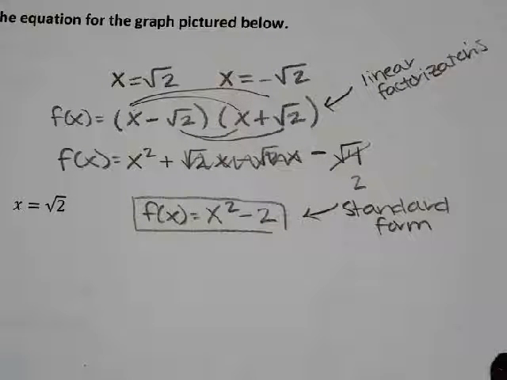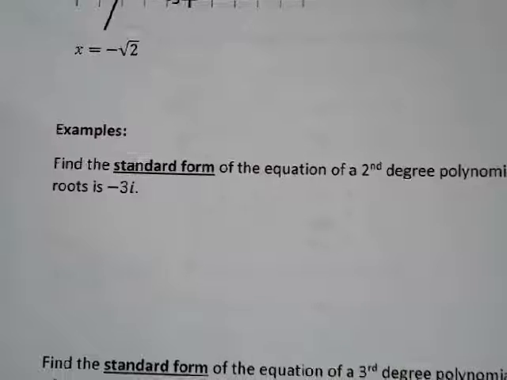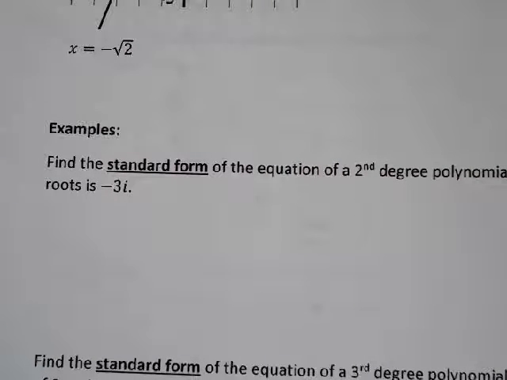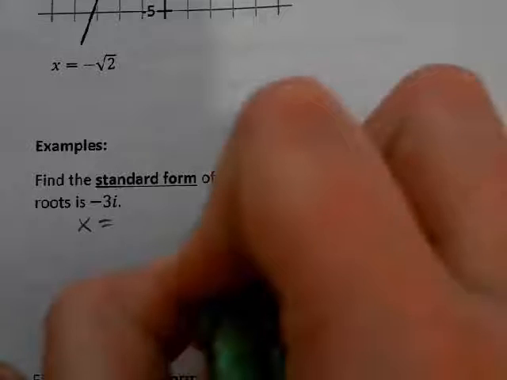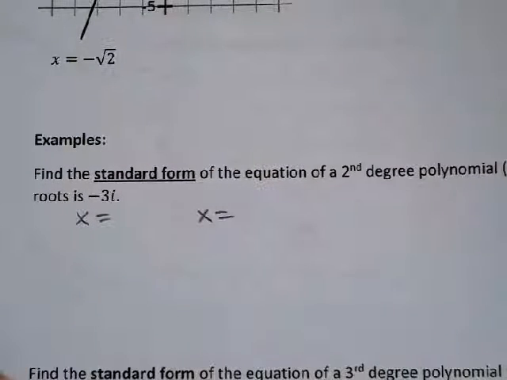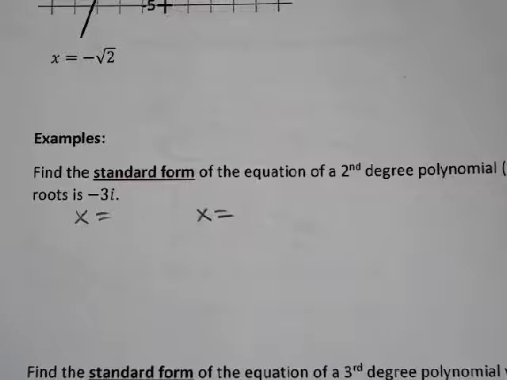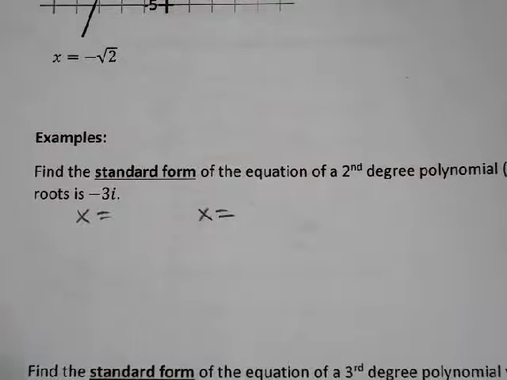This one has no picture. It says that we have a second degree polynomial. Can somebody tell me how many answers we should have if the polynomial is of the second degree? X squared. 2 answers. Okay, so I'm going to write x equals and x equals. I'm going to write it twice. Okay, and they tell you one of the answers is negative 3i. Negative 3i is one of the answers. Anybody know why I didn't draw a picture this time?